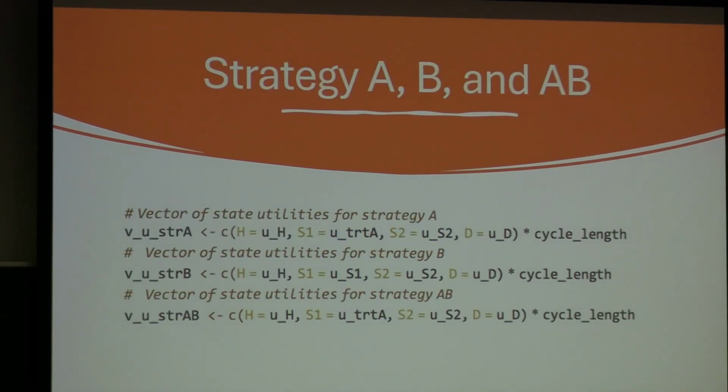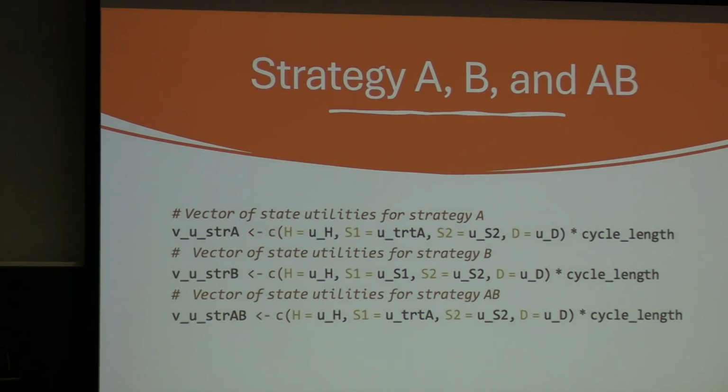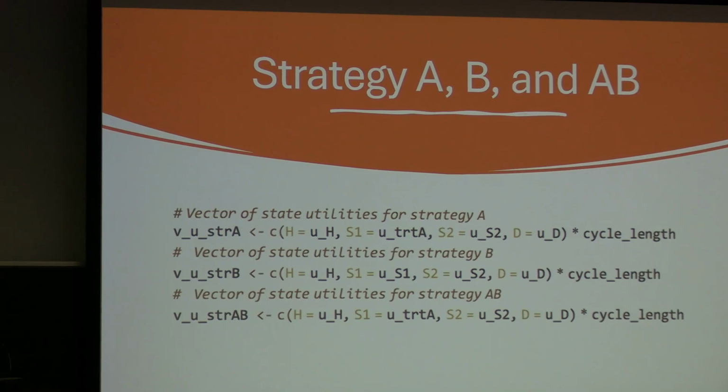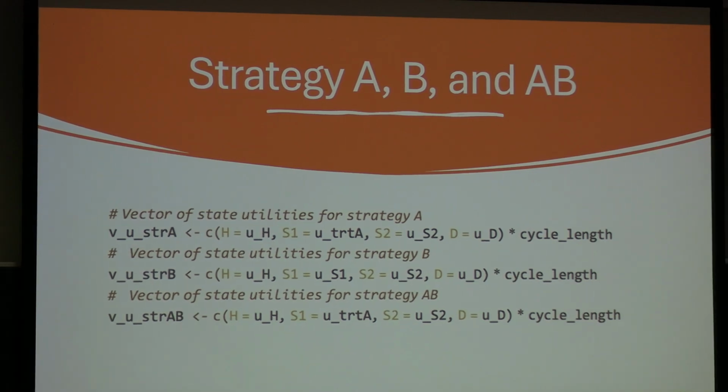And for strategy A, this is important. Recall that in strategy A, we are increasing the utility from 0.75 to 0.95. That's why we need special treatment for treatment A. And for treatment B, it's just the same thing as the standard of care. And for strategy AB, because it is a combination of strategy A and strategy B, we need to just copy this from strategy A.